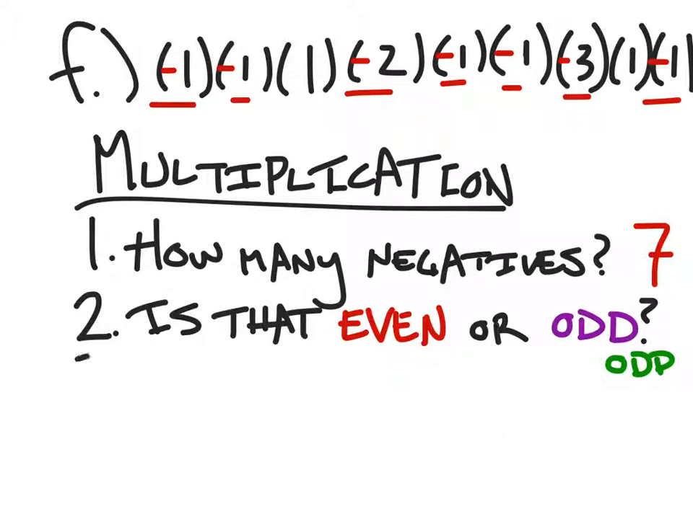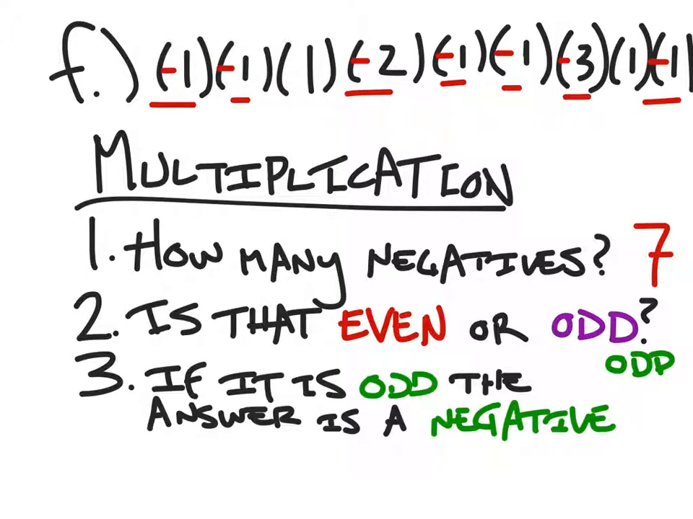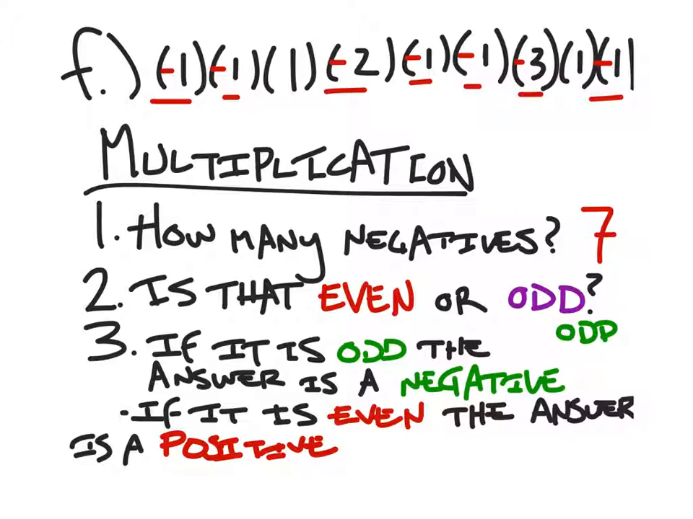So that leads us to the third part of this. If it is odd, the answer is a negative, but there's a second part to this, because if it's not odd, clearly it's even. If it is even, the answer is a positive, okay? So let's try another one of these.